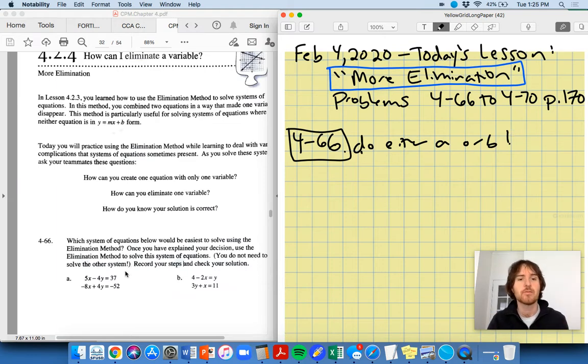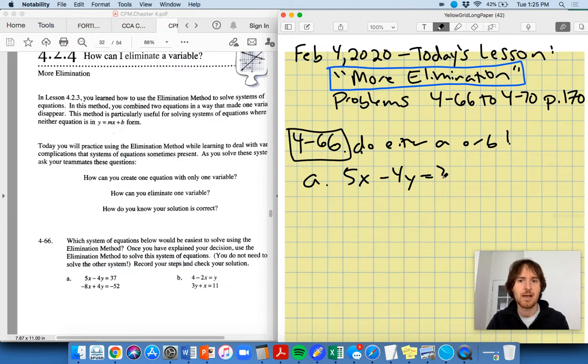466, which system of equations would be easiest to solve using the elimination method? Once you've explained your decision, use the elimination method to solve this system of equations. You do not need to solve the other system. Record your steps and check back your solution. Just because I'm a teacher, I'm going to copy them both down. So here we got this.